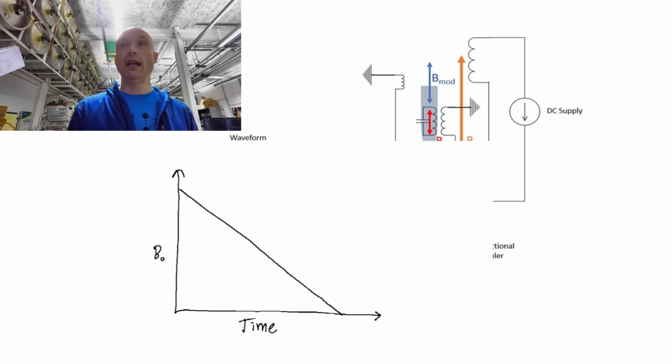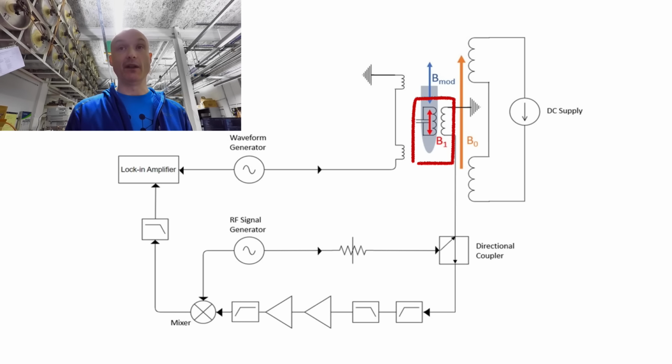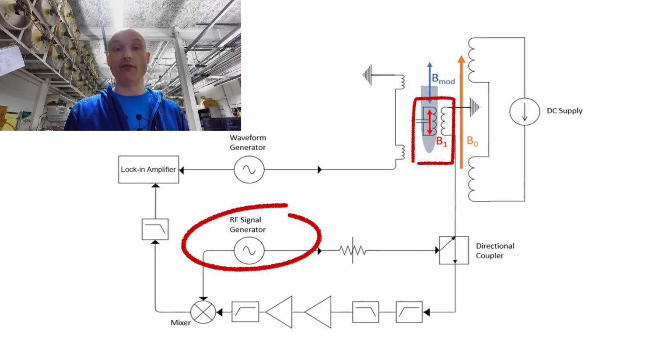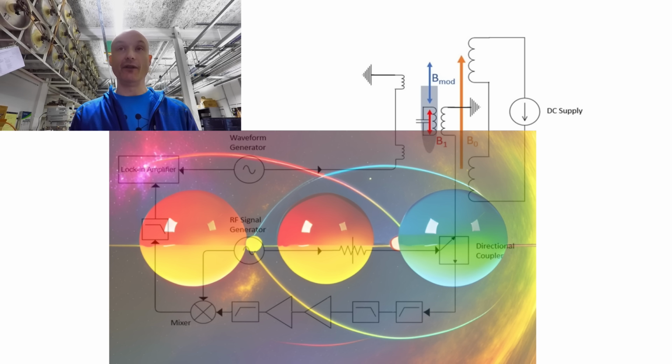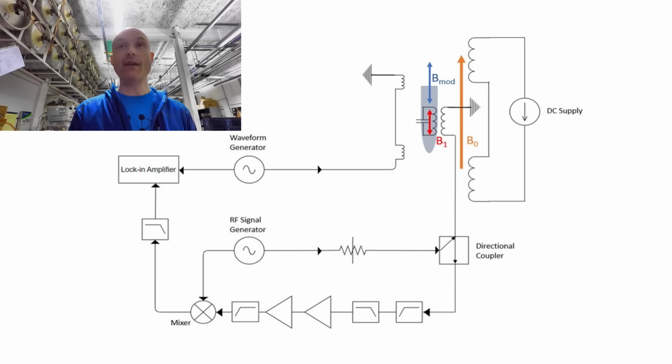Now what happens is as this DC supply reduces in power, that changes the magnetic field B0. We have an oscillating magnetic field B1, which is driven by our RF signal generator and inductively coupled electrical resonator. Now at certain points in that magnetic field, that should produce a resonance, which, as we mentioned before, is the electrons in the sample absorbing the energy from that B1 field. Now when that happens, this causes a perturbation in the impedance of the resonator, which means that it's no longer impedance matched to the rest of the circuit.